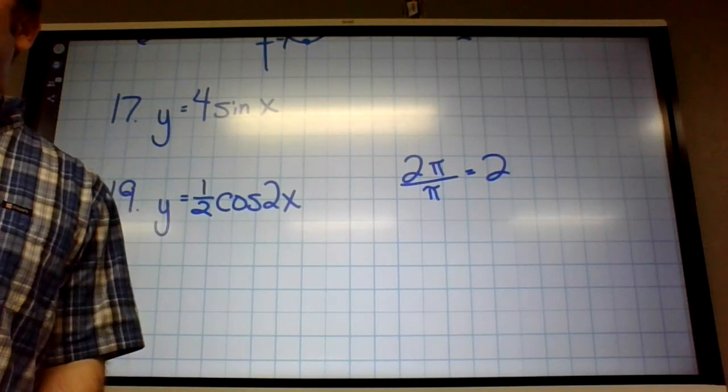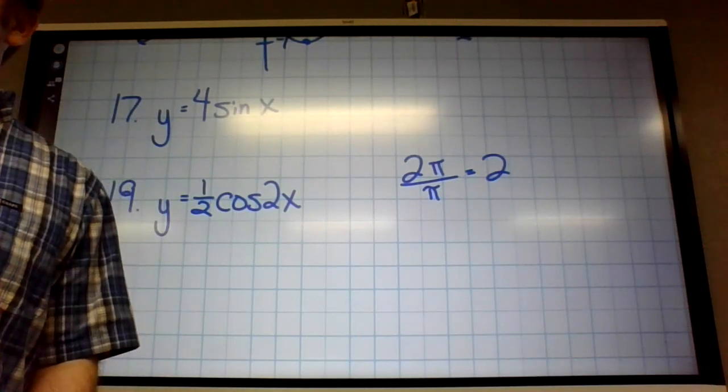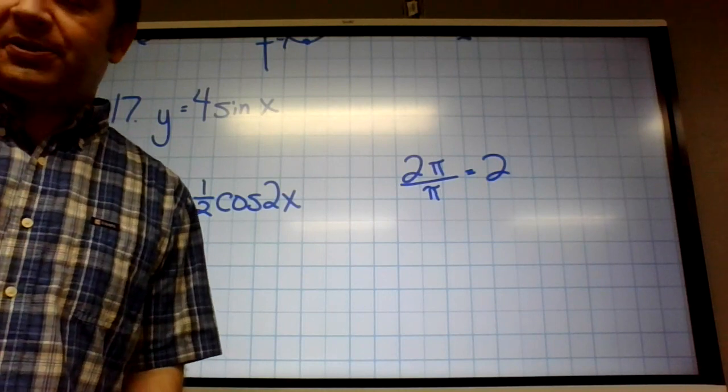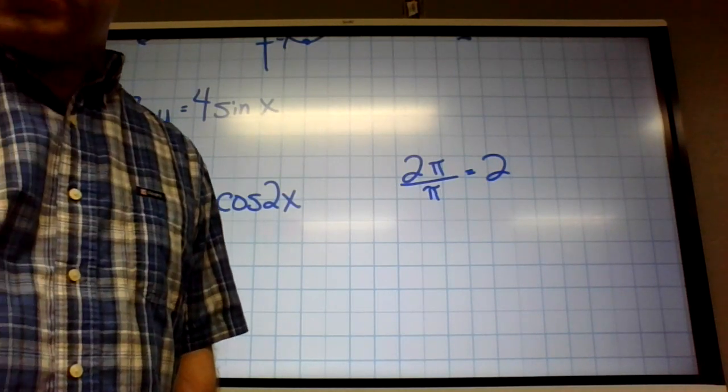18, what kind of function does 18 look like? Cosine. It's an upside down cosine. So you're going to have to throw a negative in there somewhere. Okay, in the front.